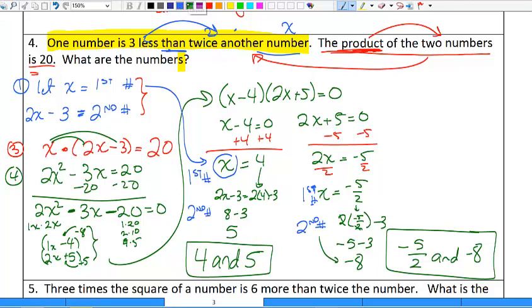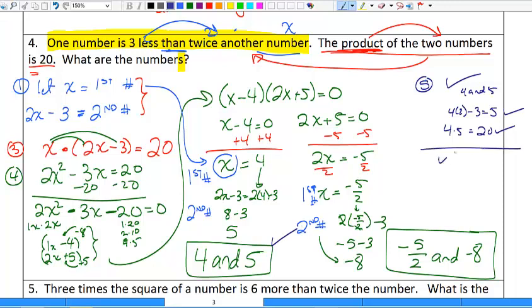Step 5 says to check. I'll do that check over here. Okay, so let's check 4 and 5 first. Is one number 3 less than twice the other? So if I take 4 times 2, twice that number, 8, less 3, is that 5? Yep, that first sentence works. Is the product of my two numbers equal to 20? Yep, that works. So 4 and 5 seem to work.